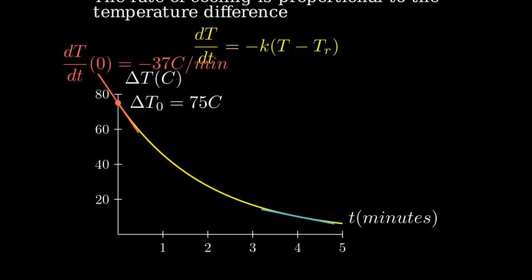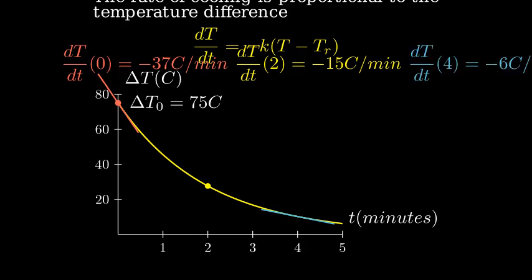Initially, when the temperature difference is 75 degrees, the cooling rate is about negative 37 degrees per minute. After 2 minutes, when the temperature difference has dropped to about 30 degrees, the cooling rate is only about negative 15 degrees per minute. And after 4 minutes, with a temperature difference of only about 12 degrees, the cooling rate has slowed to about negative 6 degrees per minute.